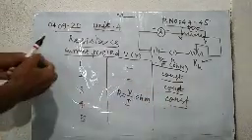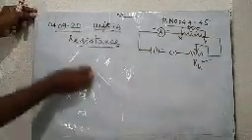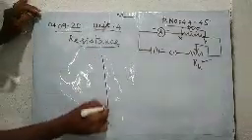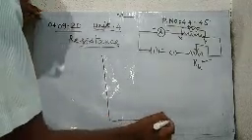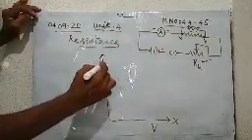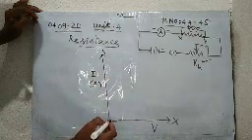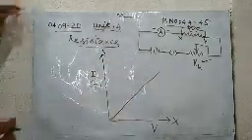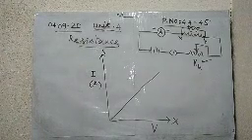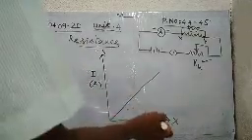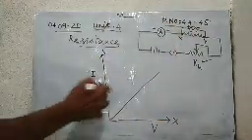Then taking the resistance along the x-axis and the current along the y-axis. Okay, here the y-axis, here the x-axis. Along the x-axis, the potential difference across the conductor is taken. Along the y-axis, current in ampere is taken. Then we get a straight line. That means the plot between V and I is always a straight line.